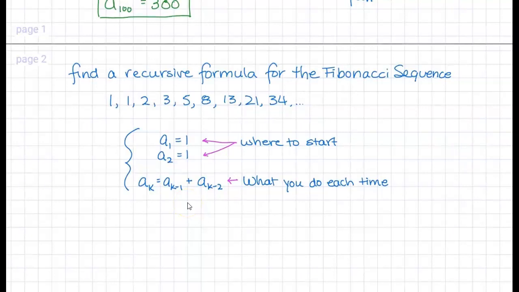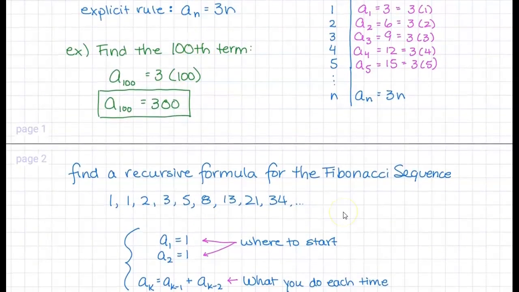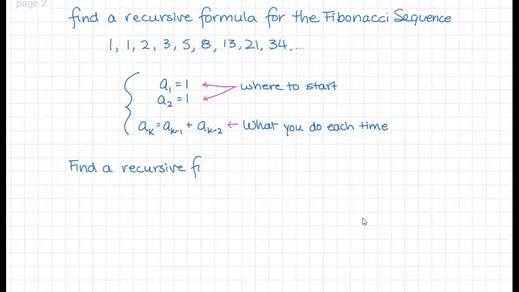In recursive formulas, sometimes it's nice to see what you do each time to get the next term. Sometimes it's nice to be able to just jump really quickly to a specific term. It just kind of depends on what you're doing with them. Let's just look at the recursive formula for that one we were doing above. 3, 6, 9, 12, 15, and so on. So we know it's the multiples of 3, but remember when you're doing a recursive formula, you want to be able to describe what you do each time.